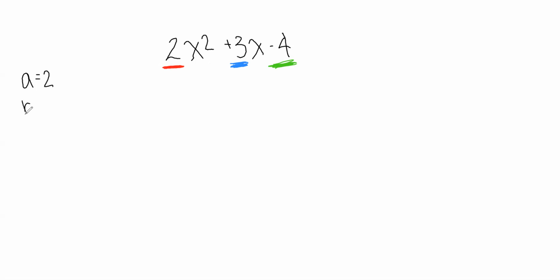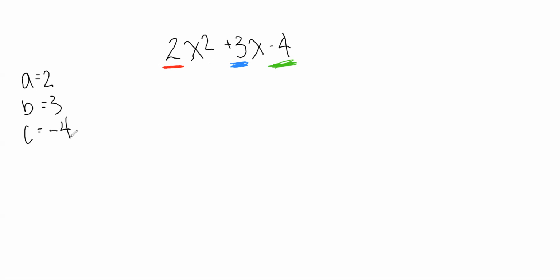So let's start with the example 2x squared plus 3x minus 4. Like always, we're going to start by identifying our a, our b, and our c. Our a is 2, our b is 3, and our c is negative 4. I'm going to write that off to the side just to be extra safe, make sure I remember everything. A is 2, b is 3, c is negative 4.